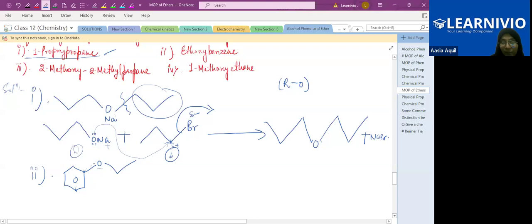Due to the partial double bond character, it is stronger and very difficult to break this bond. So if the benzene ring is attached to this oxygen linkage, you can't break this bond. Just be careful. You will break this bond, not this one, not this one. So be careful over here. Now do this.